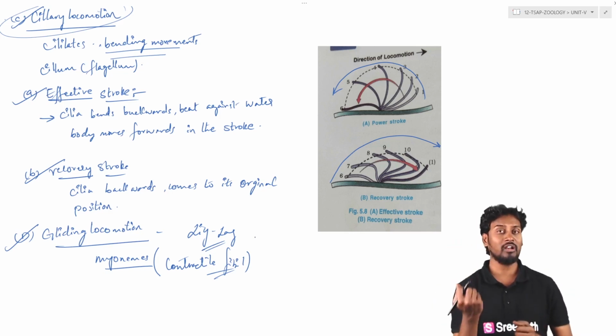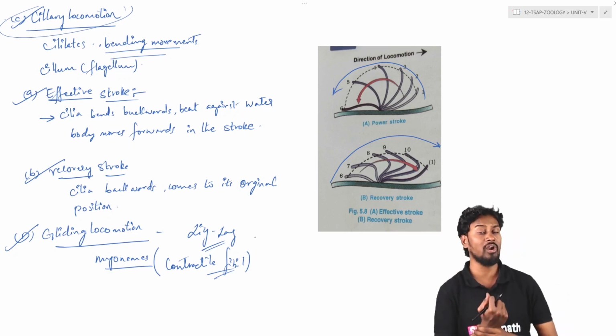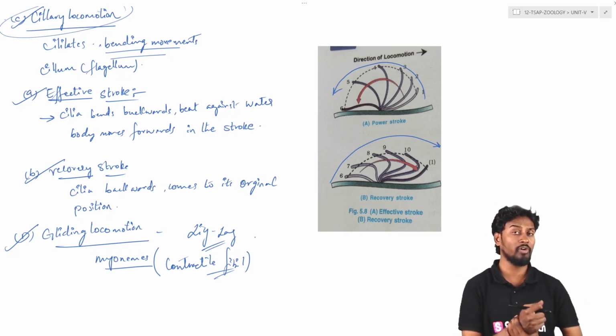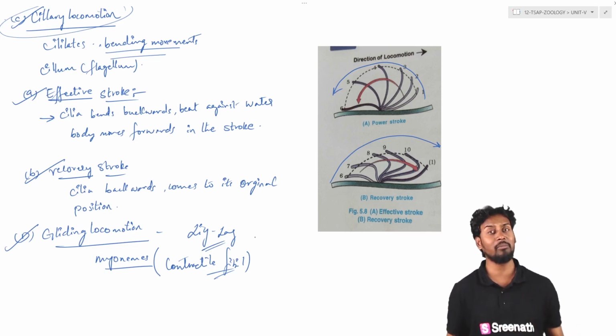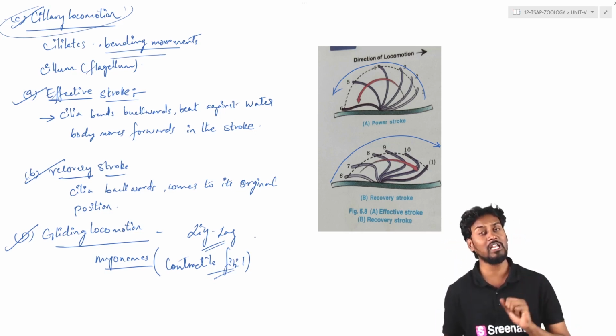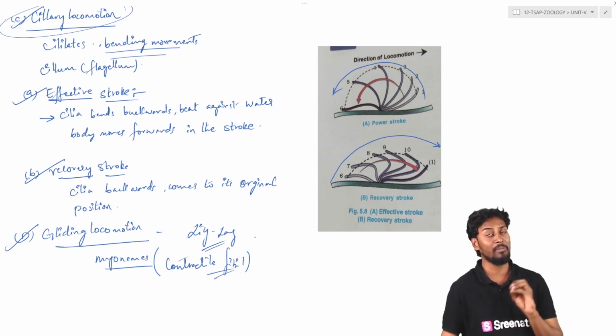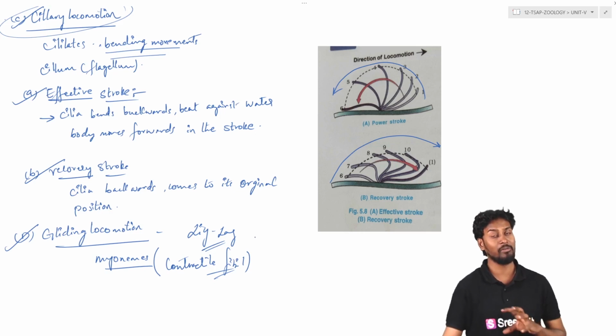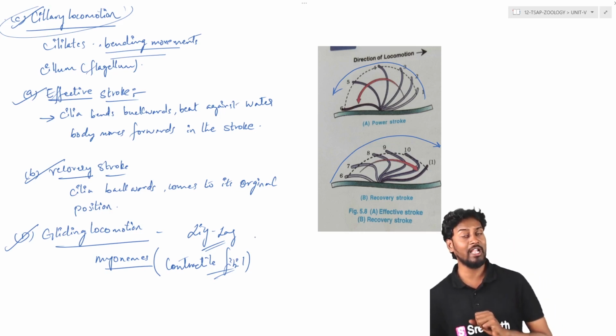So in higher organisms, just as muscular contraction, that is the contraction of myofibrils, takes place, in the same way these contractile fibrils are generally showing the same activity, that is the contraction of the myonemes, which are nothing but the contractile fibrils showing contraction in the same way. So that is about the gliding locomotion.